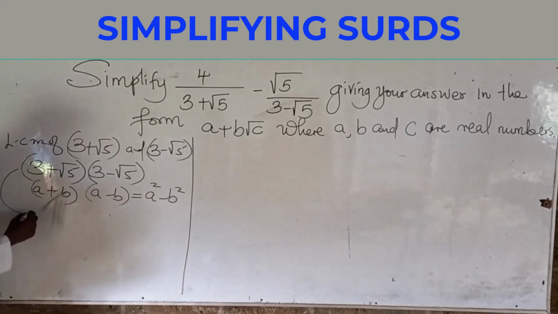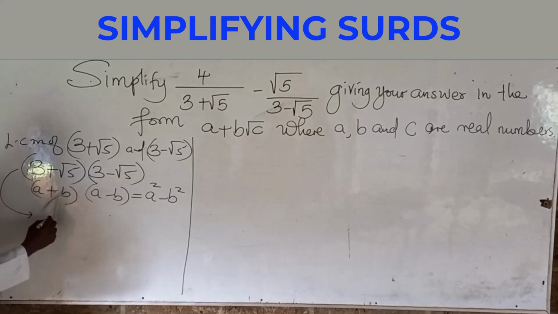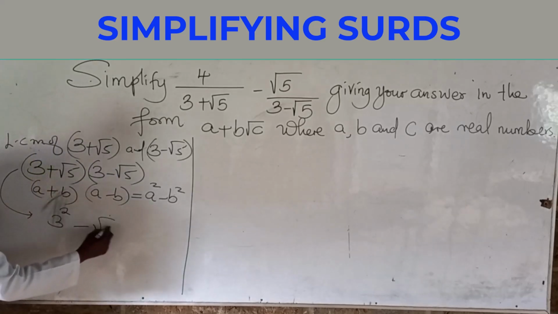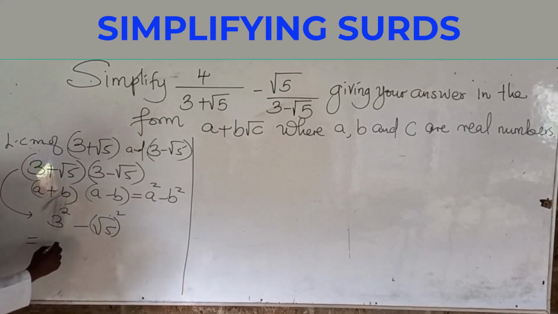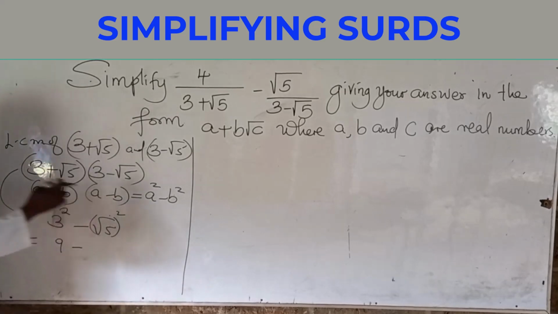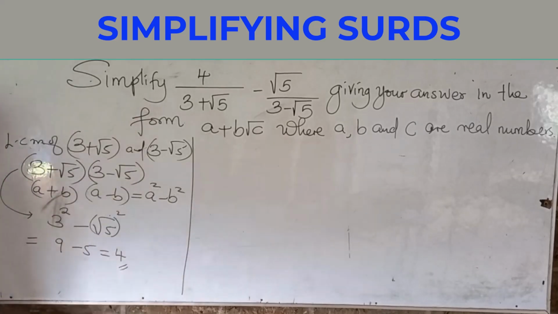So the same case will apply here. For 3 plus root 5, 3 minus root of 5, if we substitute a with 3 and b with root 5, this will simplify to 3 squared subtract root of 5 squared. That is the difference of two squares. This will give 9 subtract root of 5 squared, which is 5, so we shall have 4. So that means it will simplify to 4. We are going to use this as we proceed.